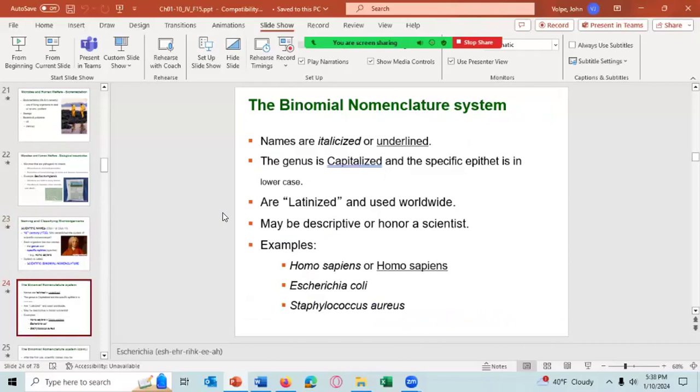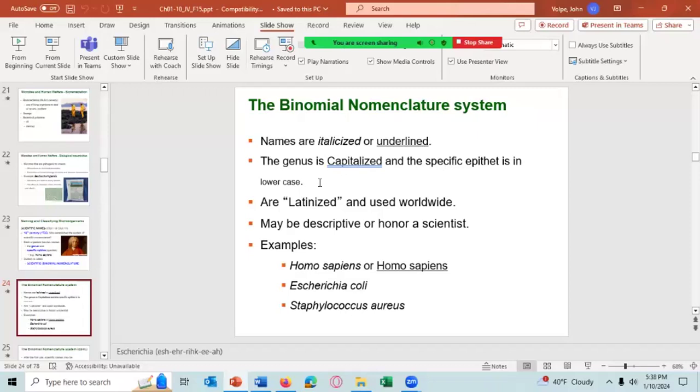But let's talk a little bit more about the binomial nomenclature and its system. All scientific names are either italicized or underlined. Like if I were to write a scientific name on the board, I can't write in italics, but I could either type in italics, or if I'm writing on the board, I'd write it out like Homo sapiens and then underline it. The underline meaning that it is a scientific name. The genus name is always capitalized, and the specific epithet name is always lowercase.